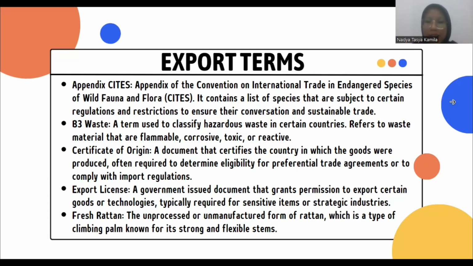Export license, a government issued document that grants permission to export certain goods or technologies, typically required for sensitive items or strategic industries. Raw rattan, the unprocessed or unmanufactured form of rattan, which is a type of climbing palm known for its strong and flexible stems.